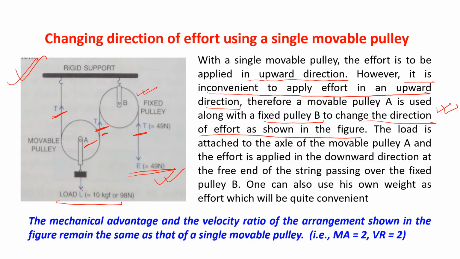The mechanical advantage and the velocity ratio of this arrangement shown in the figure remain the same as that of a single movable pulley. That is, mechanical advantage is equal to 2 and velocity ratio is equal to 2. So nothing is changing. For our convenience, we can use a single fixed pulley with a single movable pulley, only to change the direction of the effort.